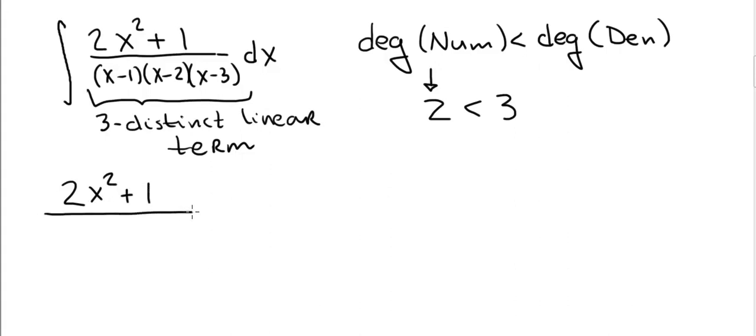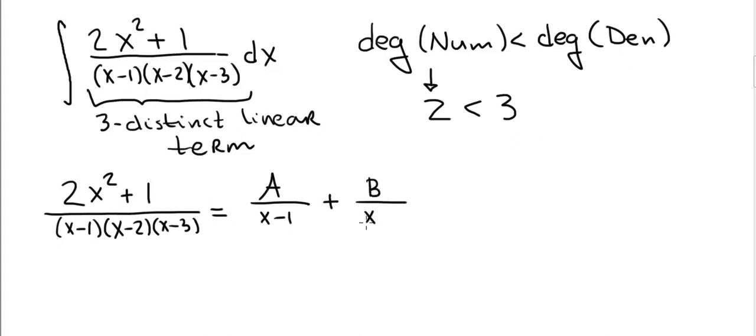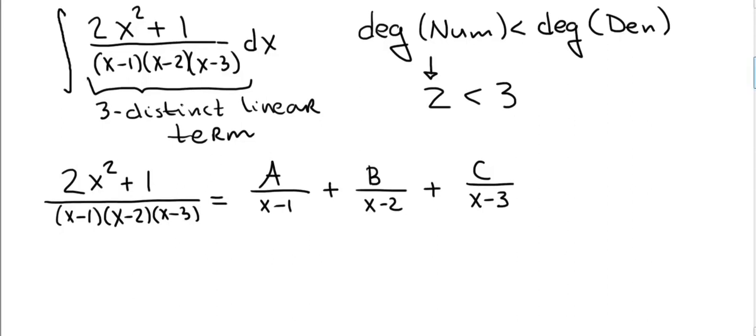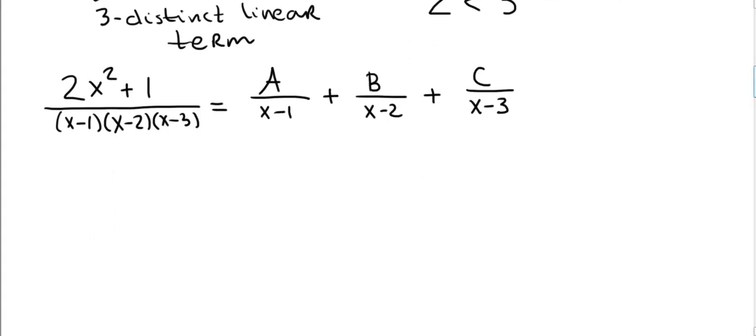2x squared plus 1 divided by x minus 1 times x minus 2 times x minus 3 will be expressed as A over the first linear term, x minus 1, plus B over the second linear term, x minus 2, plus C over the third linear term, x minus 3. Once we find A, B, and C, the integral on the left and the integral on the right are the same. The integral on the right is much easier than the integral on the left, and we'll be able to solve this problem. So the problem comes down to finding A, B, and C.